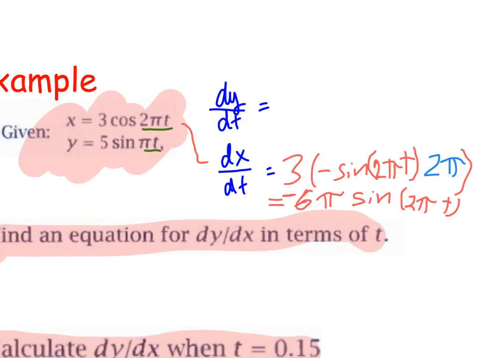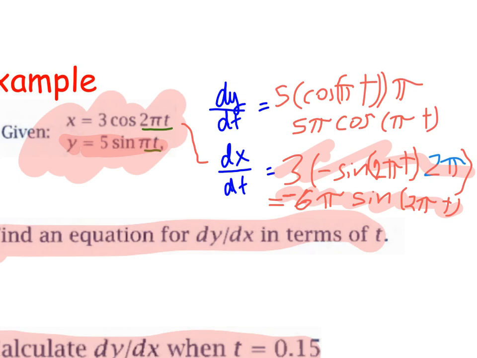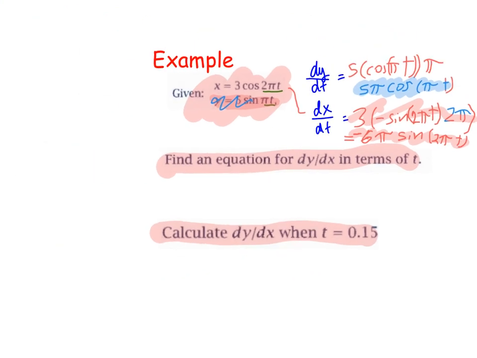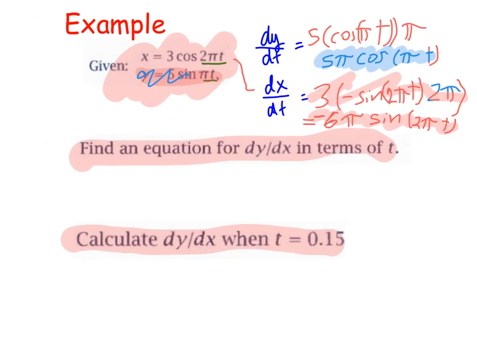Alrighty, so I did the x one first. After doing some chain rule stuff, you should have ended up with this expression right here. So let's do this one now. Alrighty, now having done dy/dt, oops, that's not my highlighter. You should have ended up with 5 pi cosine of pi t. If I made a mistake, just tell me tomorrow in class. So now that I have dy/dt and dx/dt, you can simply find this by dividing one over the other.